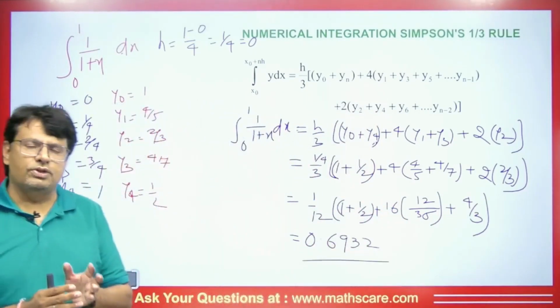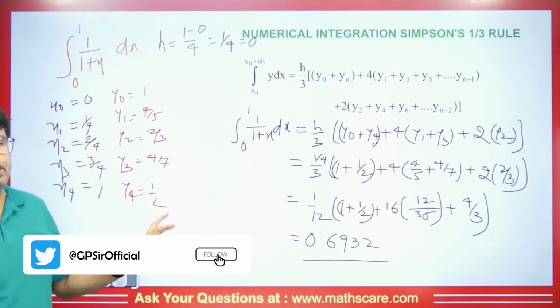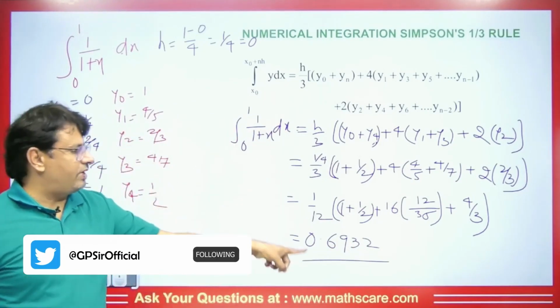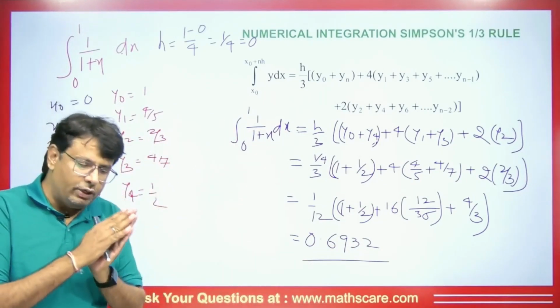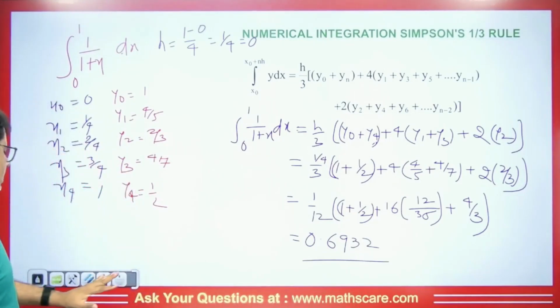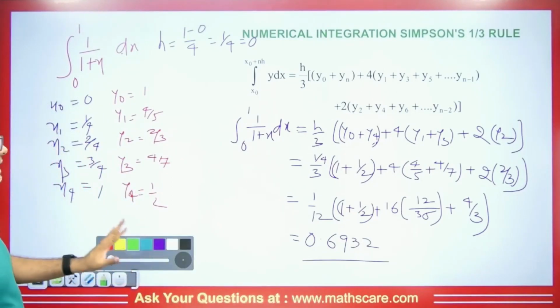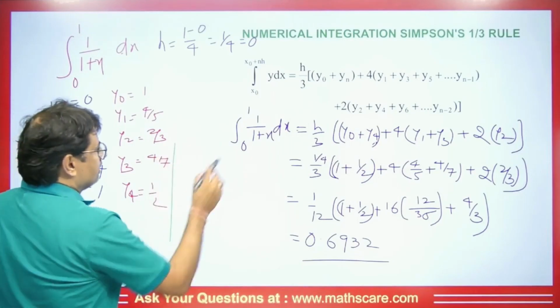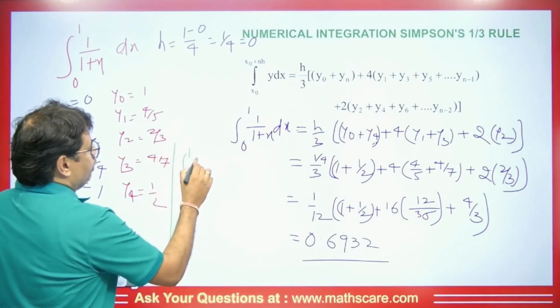Sometimes in exams, we are asked to find the true and the approximate value. This is the approximate value, so how do we find the true value? If you are asked the difference between the true value and the approximate value, or what is the error, what will we have to do? We have to do the integration of the given question, and then we will find the true value.